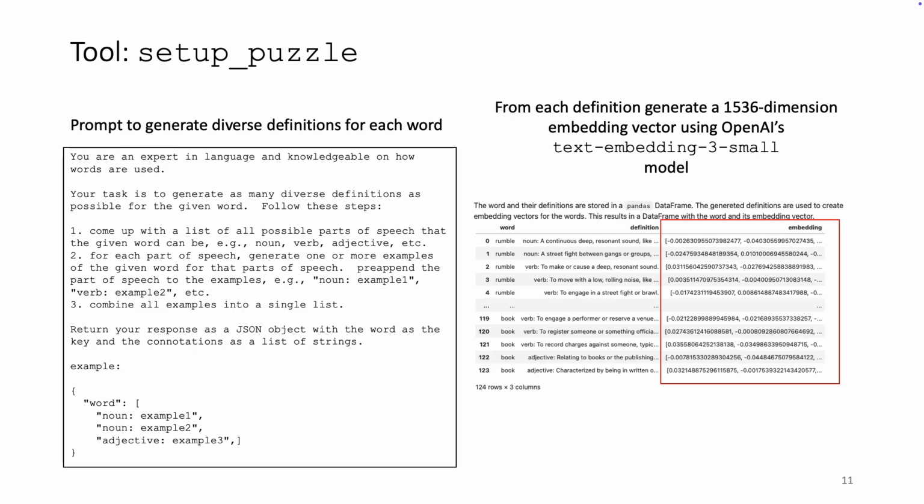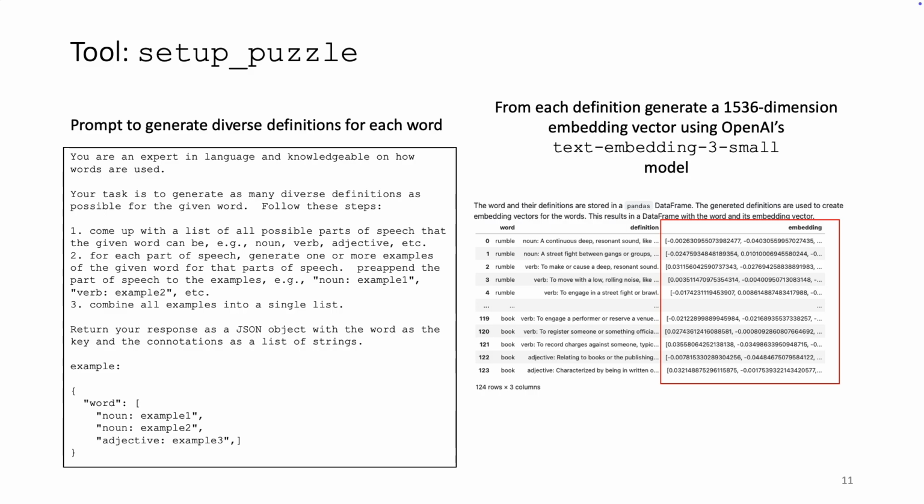One step in the Setup Puzzle tool process creates the word-related embedding vectors. It does this by generating diverse definitions for words, providing multiple connotations across different parts of speech. Let's break down the process step by step. On the left side, you can see the prompt we use to instruct the LLM on how to create word definitions. It instructs the model to generate as many varied definitions as possible for a given word.